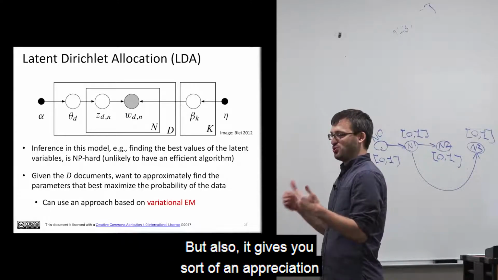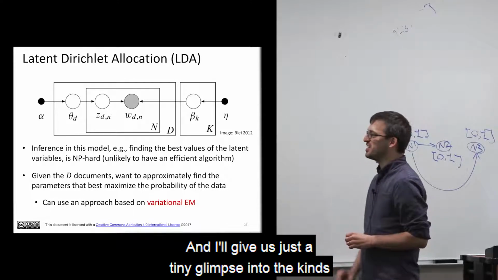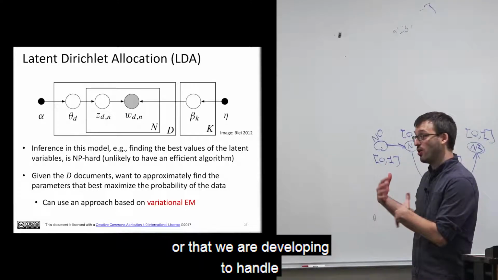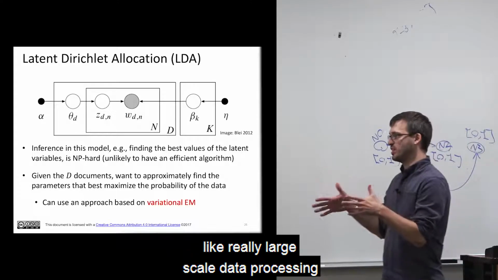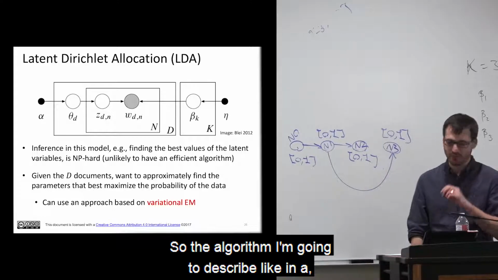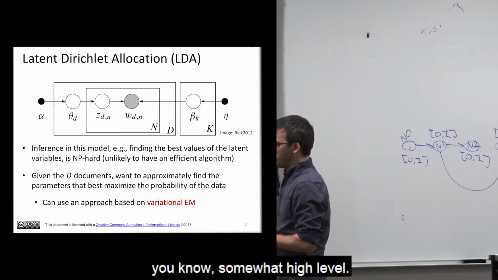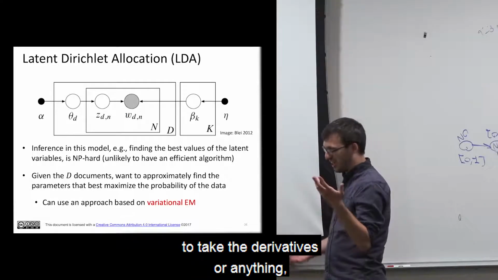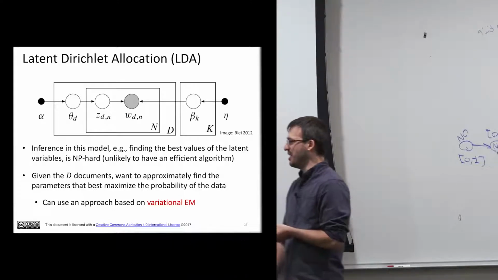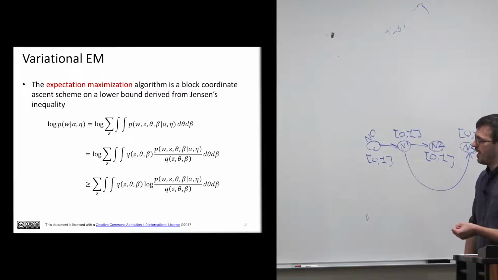But also, it gives you an appreciation for why this is actually a somewhat hard problem, and it gives us just a tiny glimpse into the kinds of methods that need to really be developed, or that we are developing, to handle really large-scale data processing from a probabilistic modeling point of view. So the algorithm I'm going to describe at a somewhat high level, we're not going to take the derivatives or anything, is based on what's called variational EM, and I can explain why you need to do that.